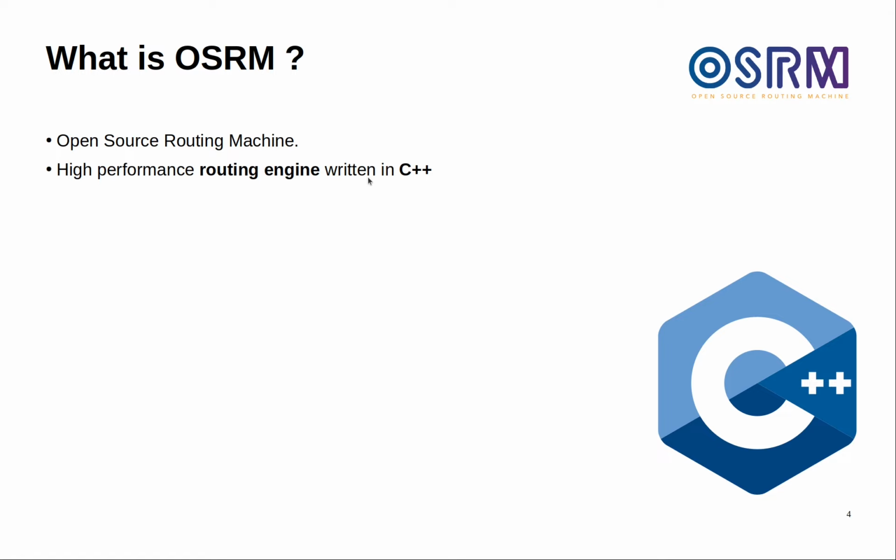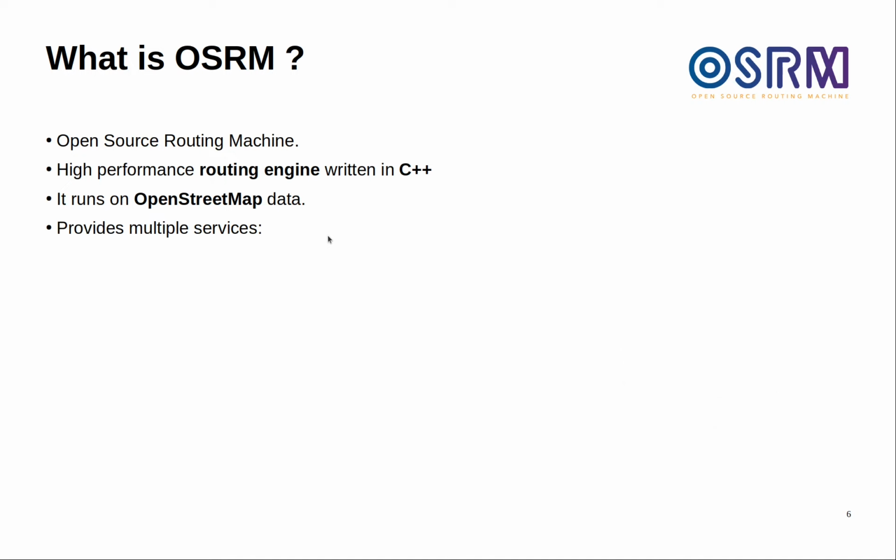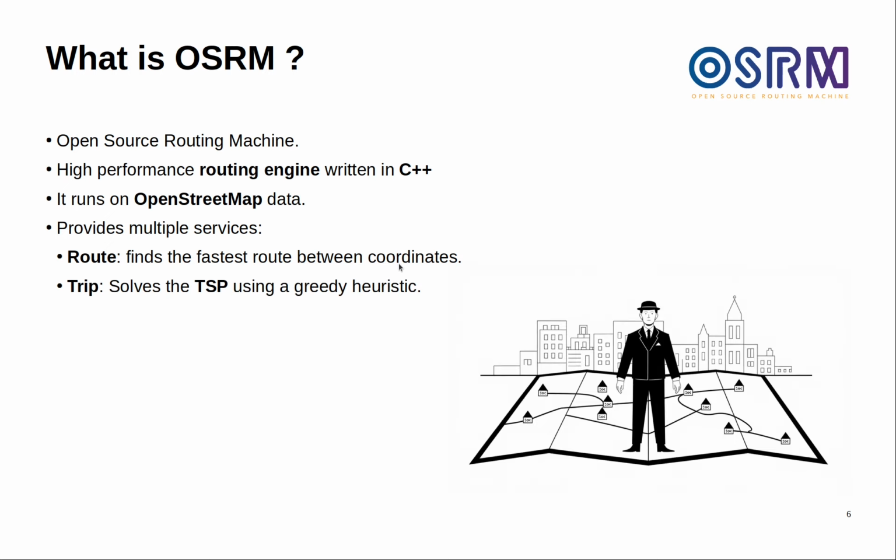OSRM is written in C++ and is optimized for high performance. It uses OpenStreetMap data, which is freely available for everyone to use. OSRM offers a variety of services, including calculating the optimal route between multiple points, providing approximate solutions to the traveling salesman problem, and more. We will explore additional services in upcoming videos.